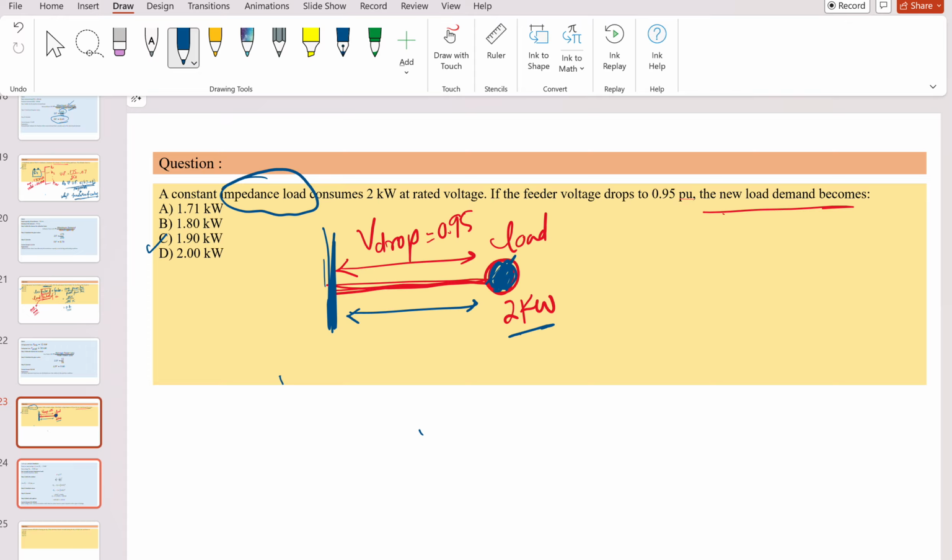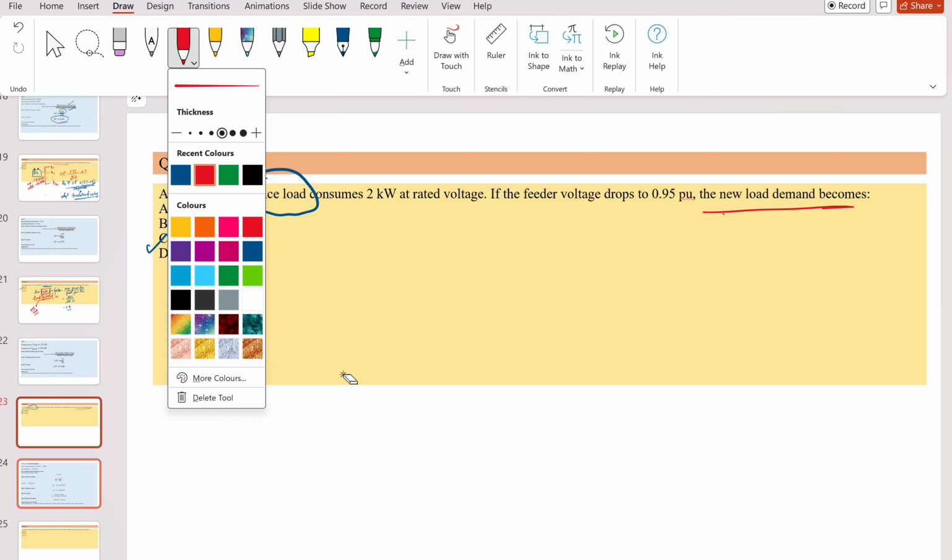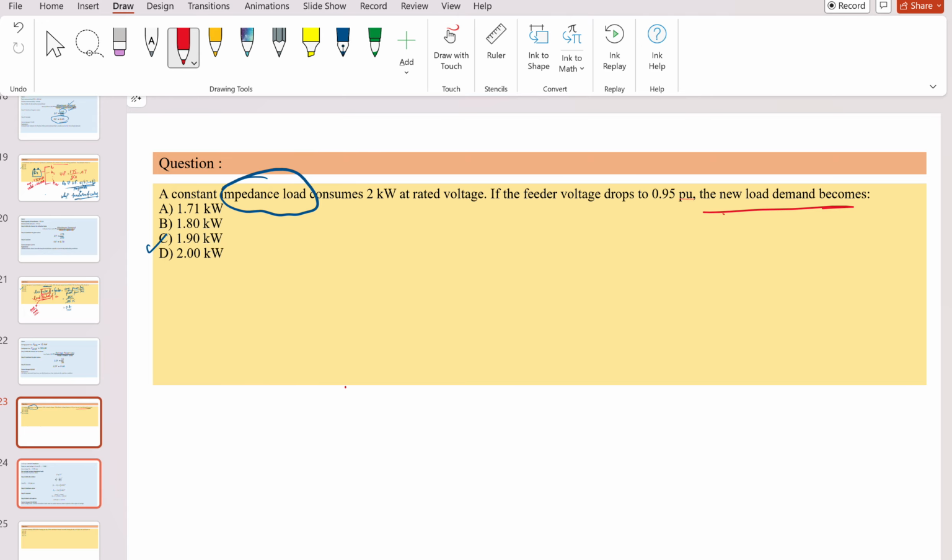Okay, let me give the solution for this. Let me first erase this. I will go from basic to basic. No rush to just solve the answer. Understanding the concept is very, very important.